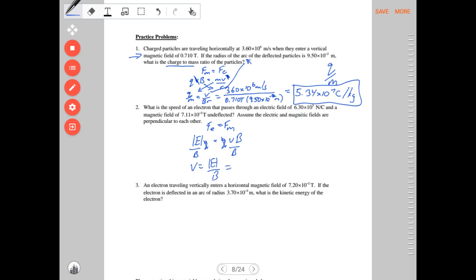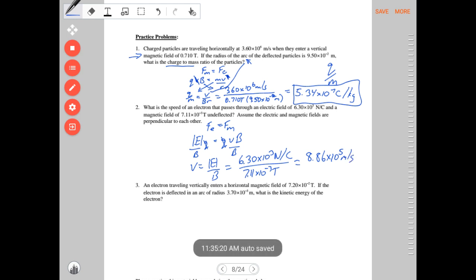So typing that in, the electric field is 6.30 times 10 to the 3 newtons per coulomb, and the magnetic field is 7.11 times 10 to the negative 3 teslas. When we type those into our fancy calculators, we end up with a velocity of 8.86 times 10 to the 5 meters per second. We got 3 sig digs, we round, and there you have it. Awesome.